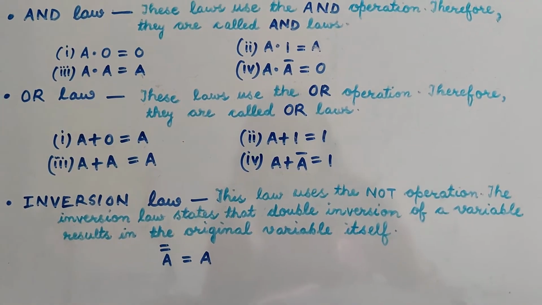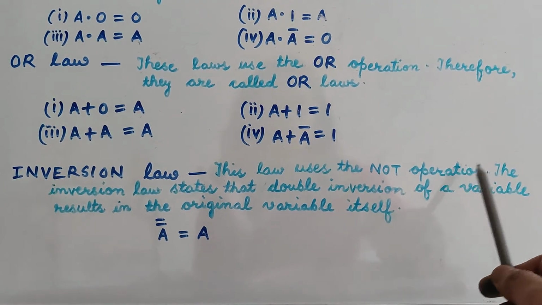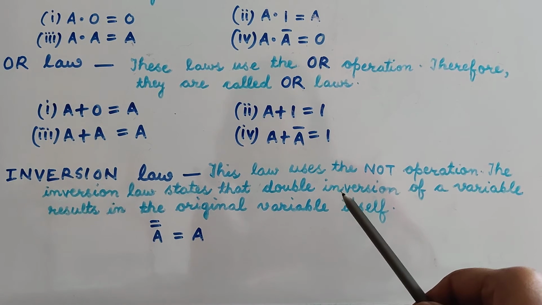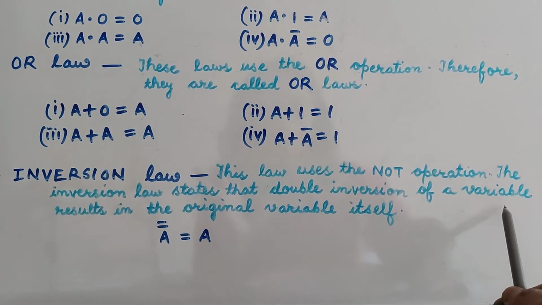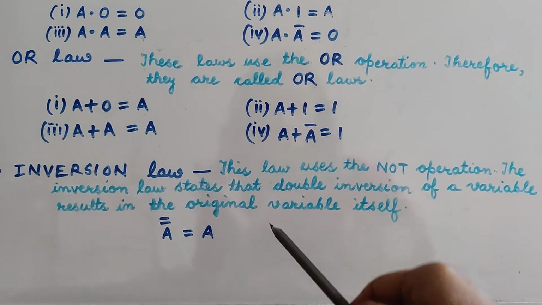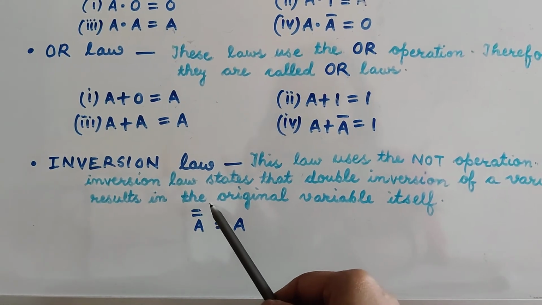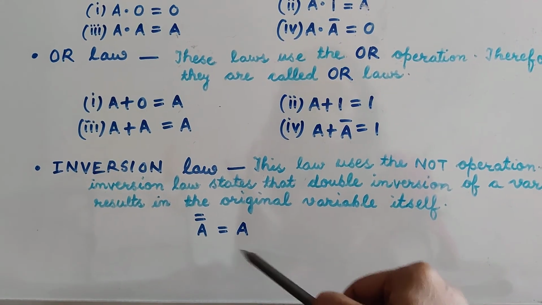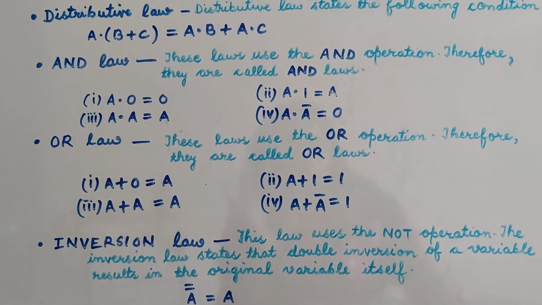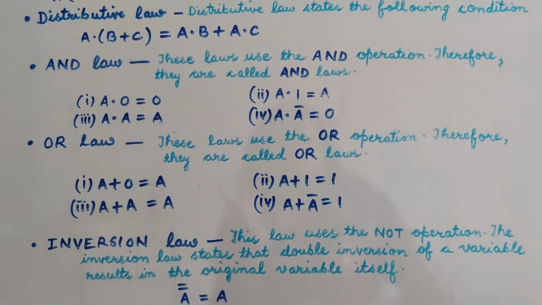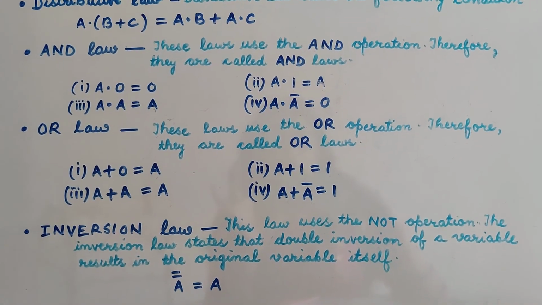And the sixth law is the inversion law. This law uses the NOT operation. The inversion law states that if we take the double complement of any variable, then its value will be equal to the original variable. That is, a double complement will be equal to a. So these are the various rules and laws which we use in the binary or the Boolean algebra, which is also known as the logical algebra.